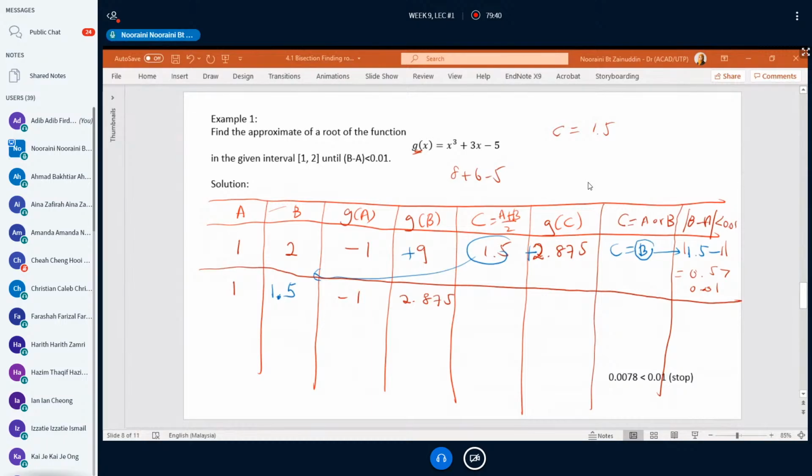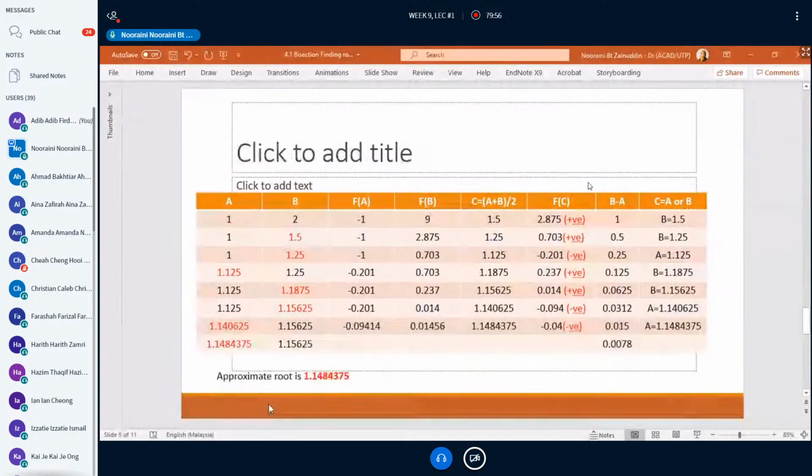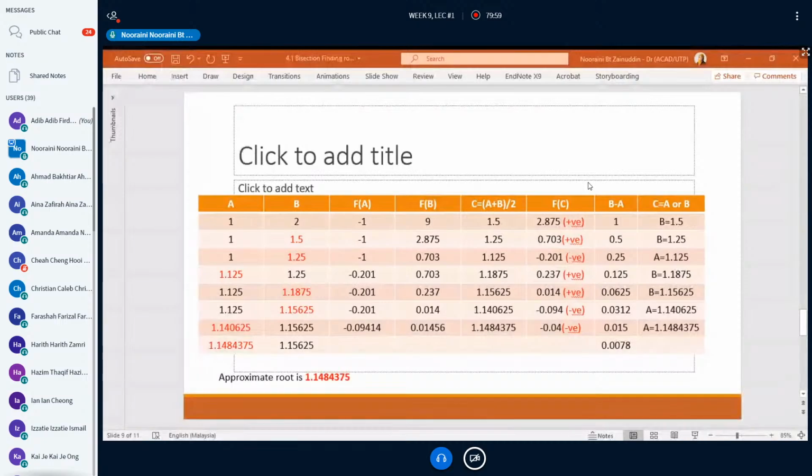Okay, so try this. They already mentioned 0.078, then you stop because it is already less than 0.01. Okay, so this is the answer. You can check with yours. We change it, we calculate this criteria. When we meet the criteria given by the question, then we stop. Your condition should be applied to the new root, not the previous root. It must be applied to the new root.